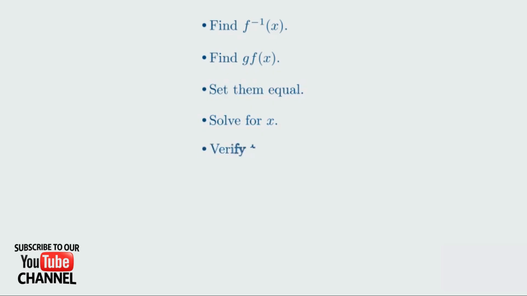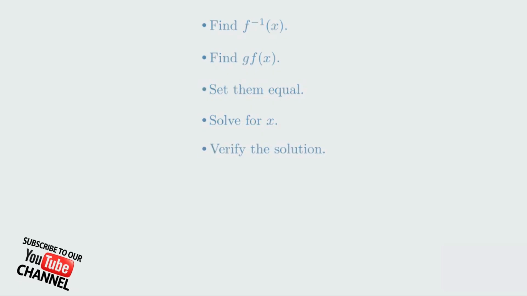Let's quickly recap what we did. We started with a complex equation. First, we found the inverse of the function f. Then we found the composite function g of f of x. We set the two results equal to each other and solved the resulting linear equation. Finally, we verified our answer by substituting it back into the original equation. You are now able to solve equations involving both inverse and composite functions. Great work!